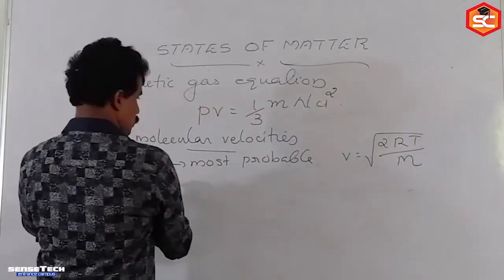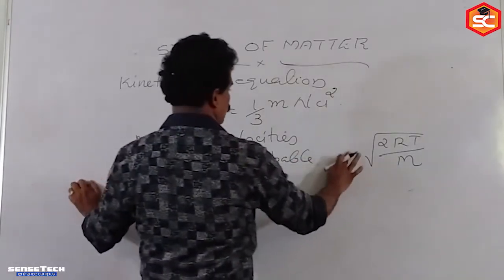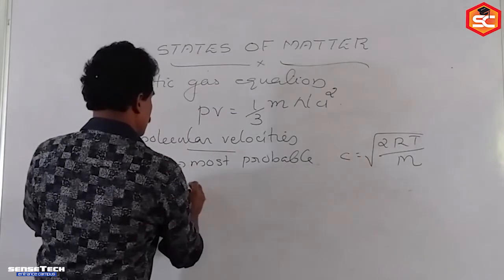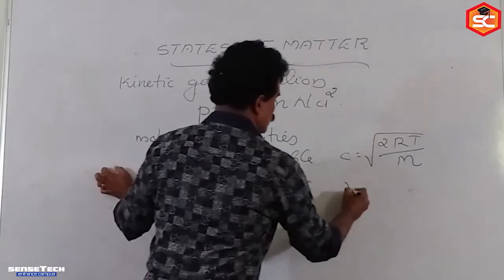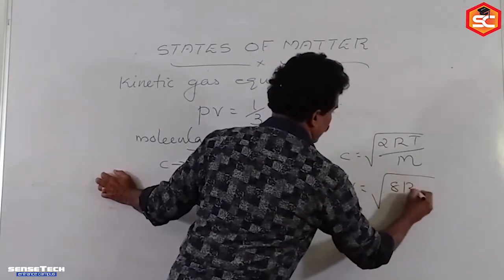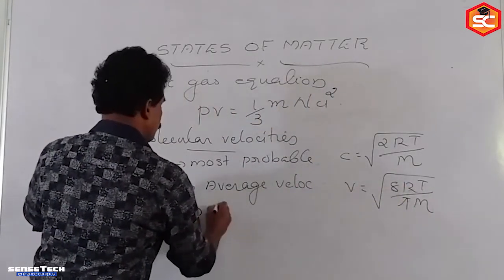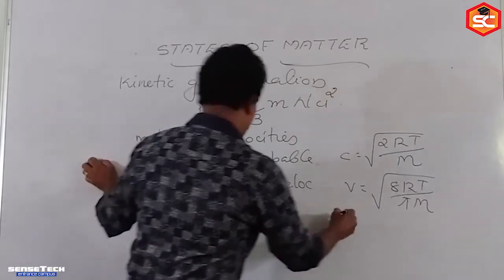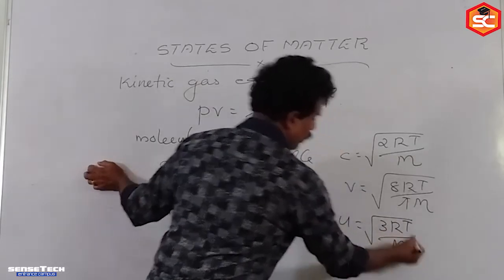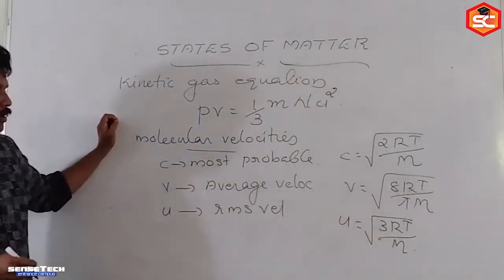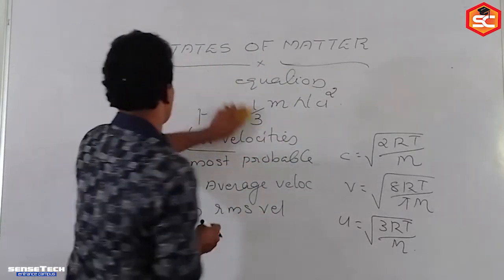Then next, you can give the symbol C to the most probable velocity. Then we take V, the average velocity. How can we calculate the average velocity? V is equal to root of 8RT by pi M. Then you studied U, the RMS velocity, the root mean square velocity. How can we calculate the RMS velocity? Root of 3RT by M. Root of 2RT by M, root of 8RT by pi M, root of 3RT by M. All the velocity formulas you must know.